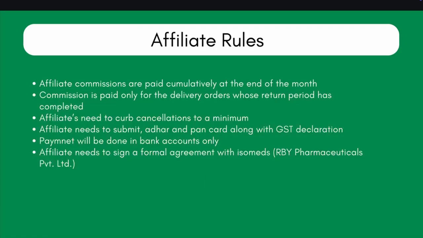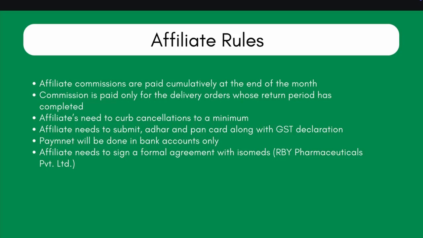Okay, affiliate commissions are paid cumulatively at the end of the month. These are the FAQs, the questions that affiliates ask. Commission is paid only for delivered orders. Affiliates need to curb cancellations to a minimum. So take approval from the customer, then place the order. Don't place an order without the customer's approval.